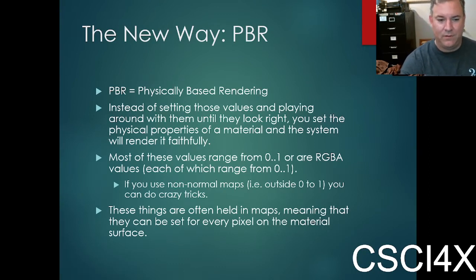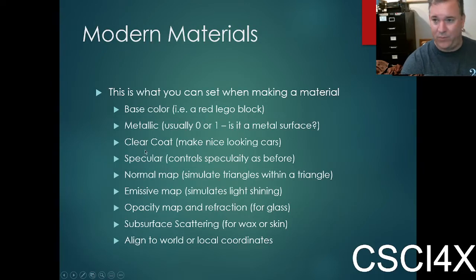And so what you do is you set things like, do you want clear coat? Yes or no. Is it metallic? Yes or no. Base color, spec, and then you can apply a normal map to it. So every point on the surface has a different normal, so it reflects light in different directions if you want it to.